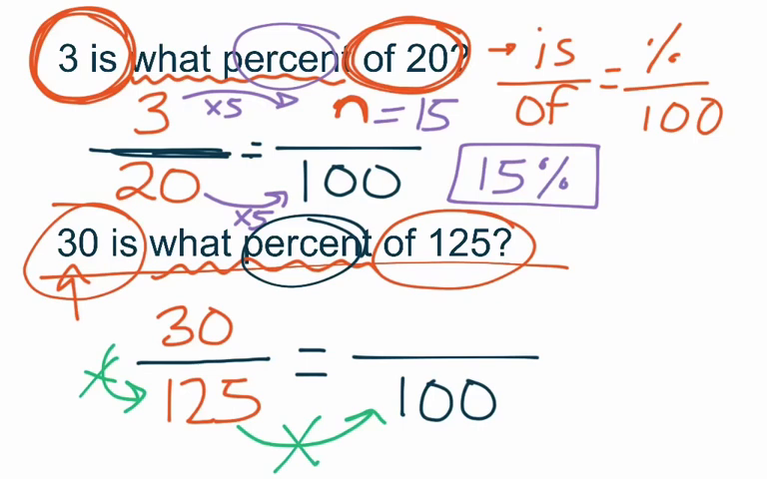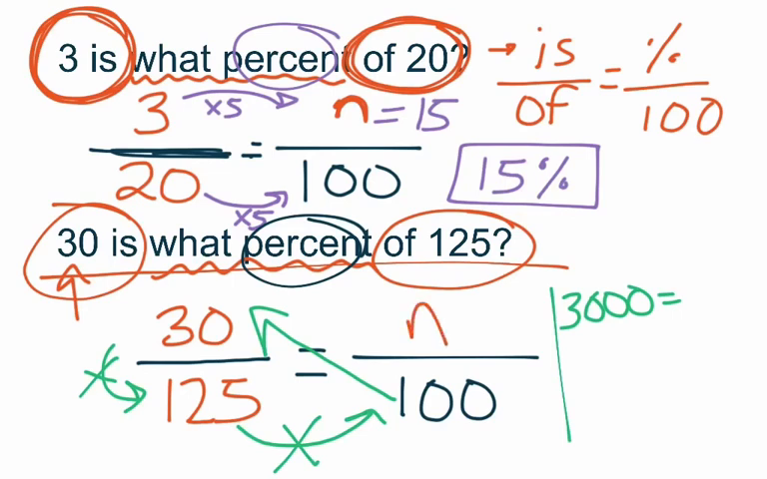To solve this using cross products, I'm going to begin by doing 100 times 30, and I'm just going to use this extra space over here. That equals 3,000. Now, going the other way, I should have put my n in there, we would do 125 times n, which is simply 125n.